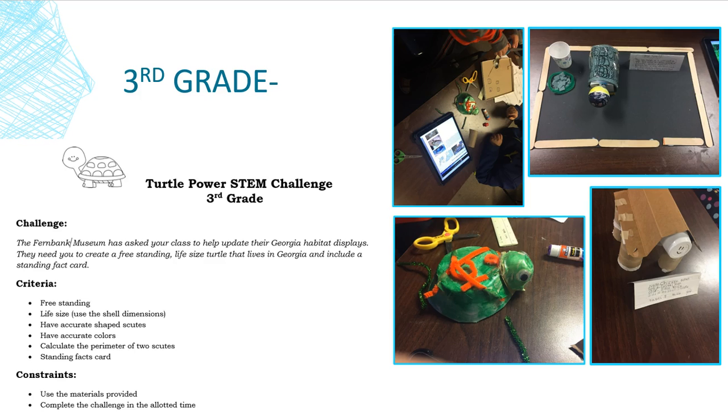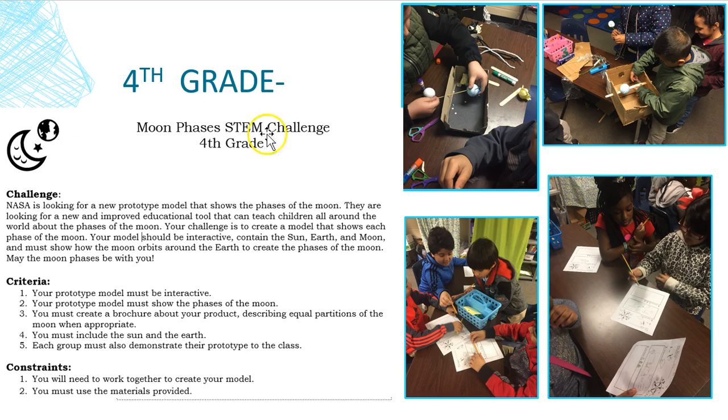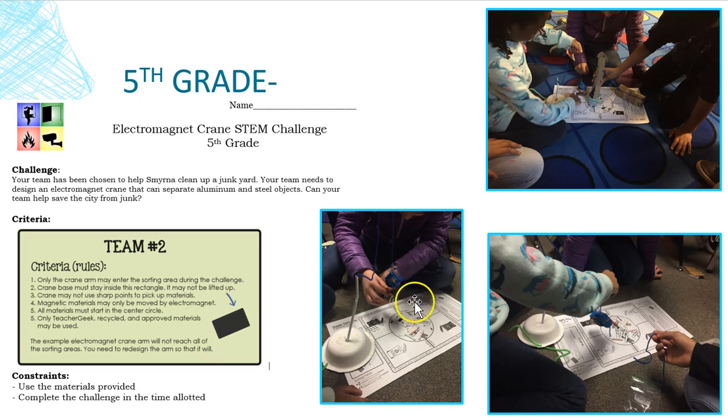Here is the third grade lesson that the students completed with the challenge, the criteria, and the constraints. And you can also see students at work and some finished products. Here's the fourth grade lesson, students at work. This is an example of the engineering design process organizational tool. So this group was able to use it. Here's the fifth grade lesson. The students are at work building their electromagnetic cranes. Each challenge had the challenge, the criteria, and constraints.